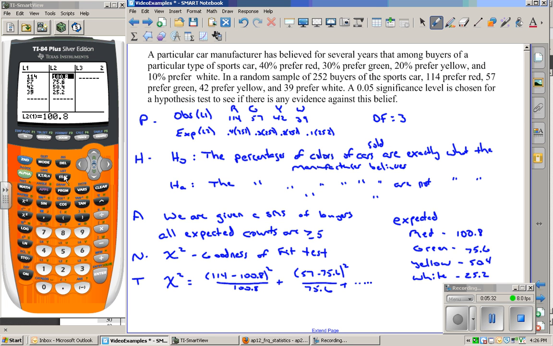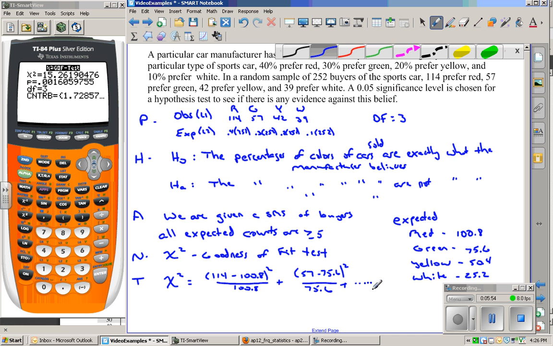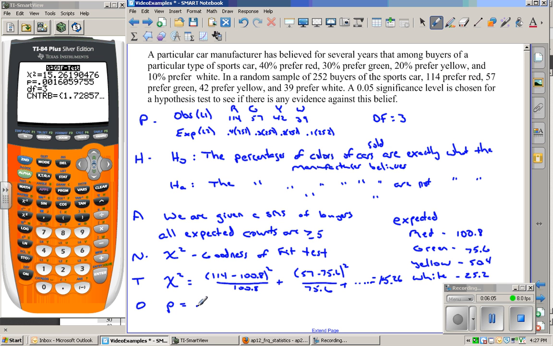Instead I'm going to go to my stat menu. So second quit. Stat menu, go over to test. I'm going to go to chi-square goodness of fit test, letter D, enter. I put my observed in list 1 and my expected in list 2 with a degree of freedom of 3, and then I'm going to calculate it. So based off of that, you can see that my chi-square value is 15.26, and that then has a p-value of 0.0016.